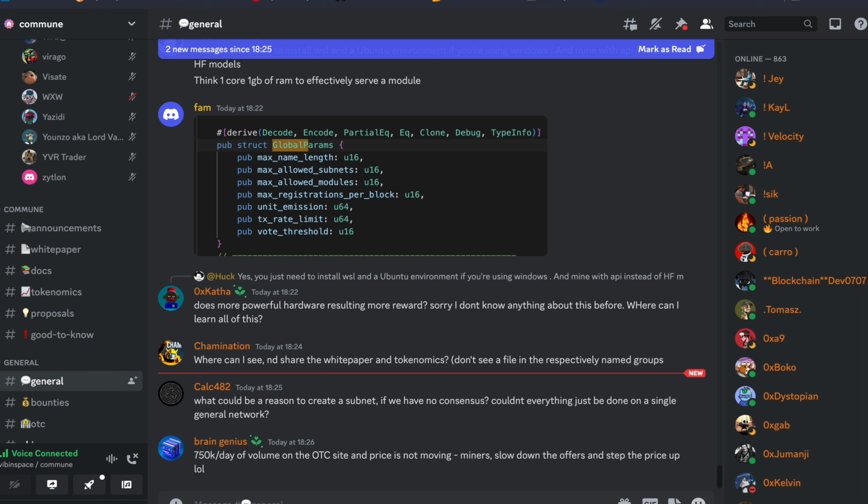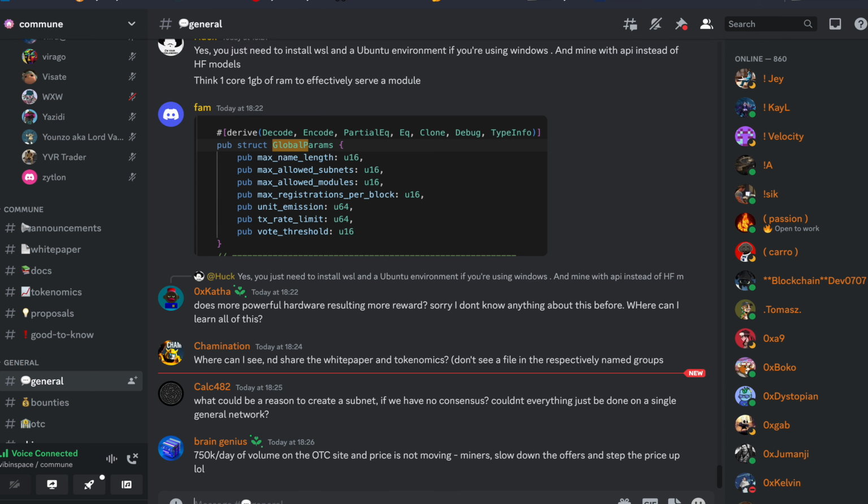We didn't obviously advocate for this because we want to focus on general subnets, but you can create any subnet you want. That's always been there. So this allows anyone to create something.